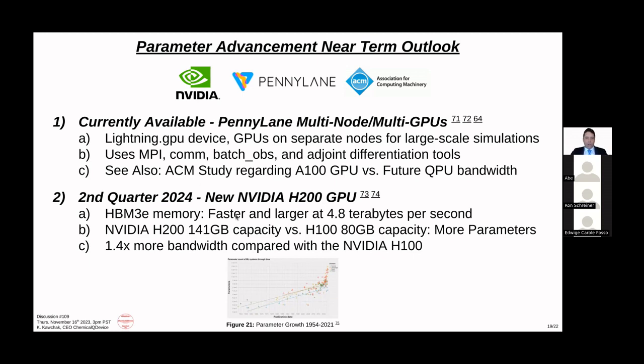But anyways, the new standard looks like the 141, and there will probably be an A200, though I'm not for sure about that. The H200 is like the super industrial one. Anyways, this will all equate to more parameters, 1.4 times more bandwidth than the current H100. And then I included at the bottom here the parameter growth. This is 1954, and in more recent years you see the spike up. These are likely the large language models, NLP, these types of things.